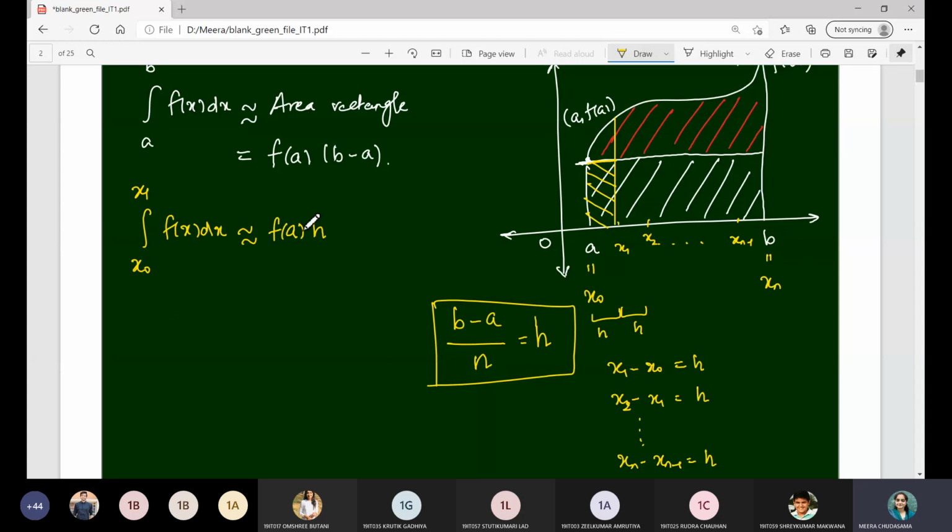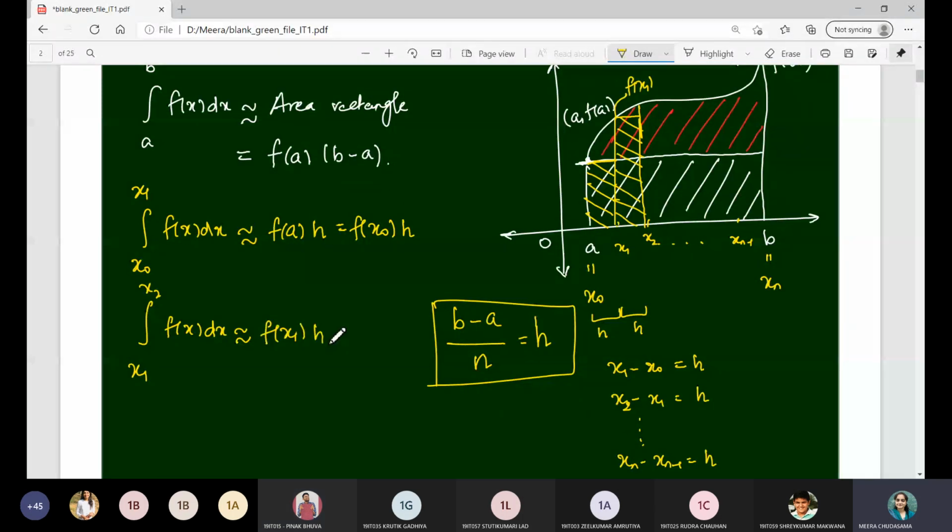Similarly, if I consider the second subinterval x1 to x2 f of x dx, that means in our case it will be this line, and therefore the minimum value, this one, will be the corresponding function value at x1, that is f of x1, and now the shaded part will be this one. And what will be the area of this rectangle again? f of x1 into h.